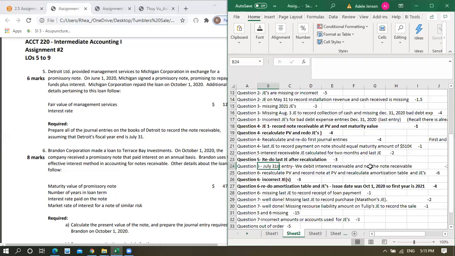So when it has to deal with amortizing the discount or premium, that is when we're actually debiting or crediting the note receivable. But if it is just interest, then we actually would debit that interest receivable and not that note receivable.